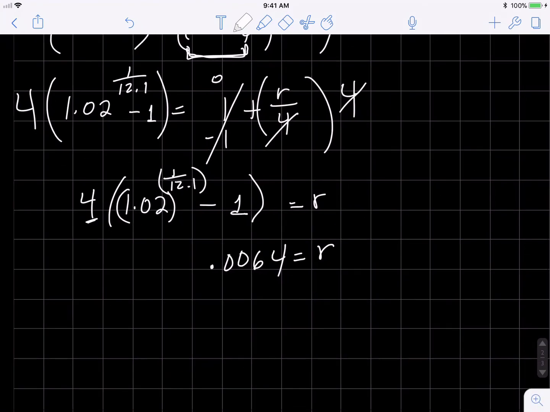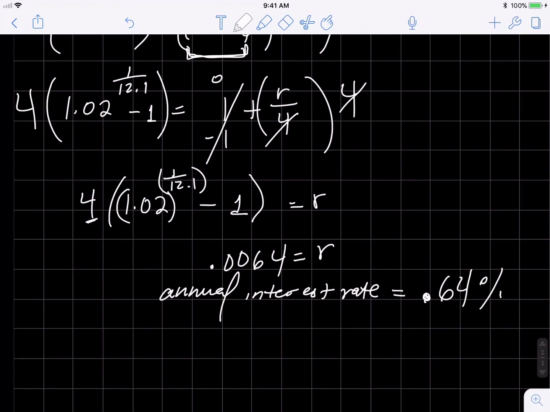And what you should end up with is something like 0.0064. Okay, recall that an annual interest rate needs to be expressed as a percentage. And so what we do is move the decimal 2 places to the right and say that this is approximately 0.64%.